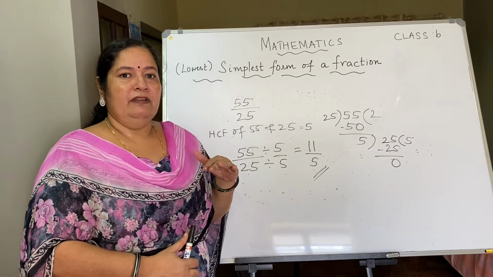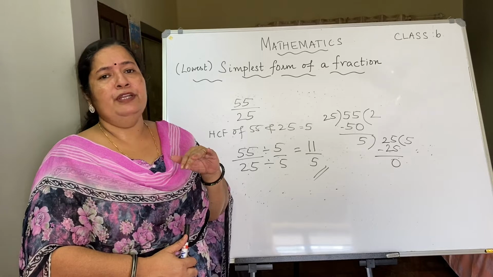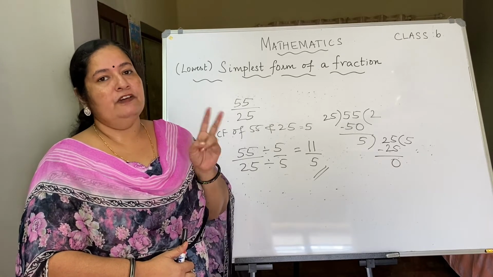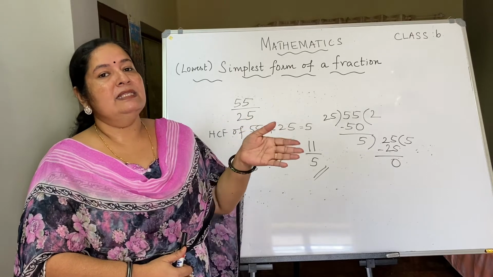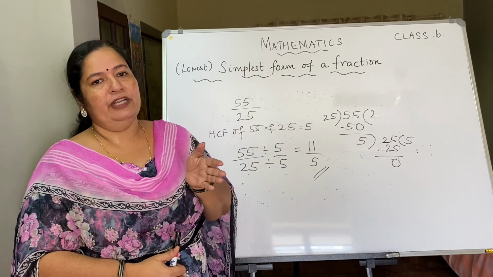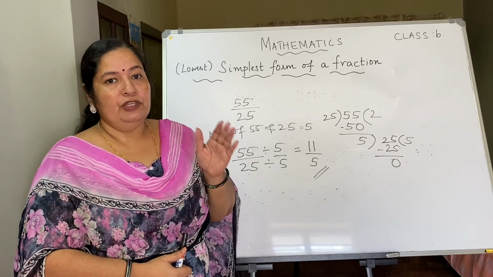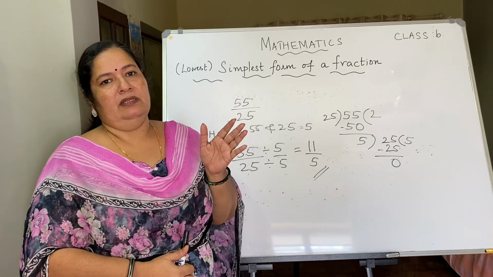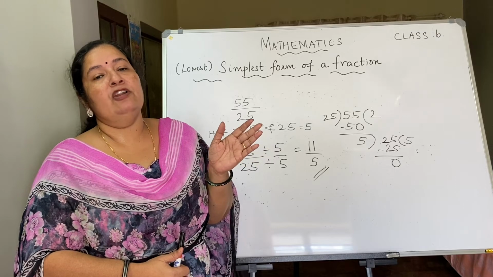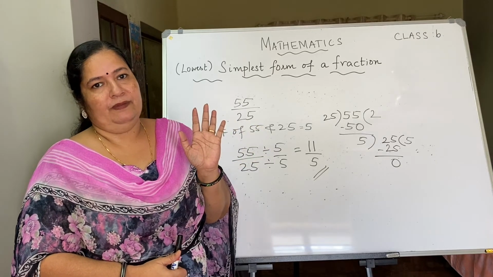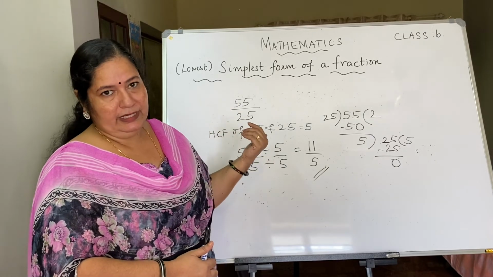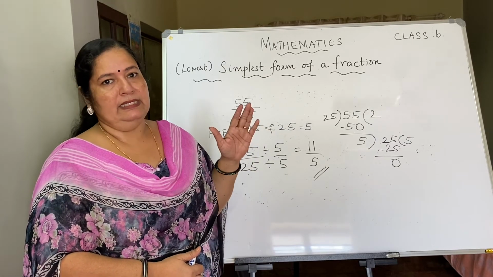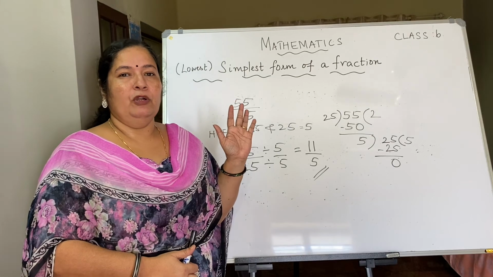So today we have learned how to reduce a given fraction to the lowest form by two methods. First method was by successive division. That is, you go on dividing both the numerator and denominator with the same number till you get a fraction where the numerator and denominator are co-primes. The second method was by finding HCF and then dividing the numerator and denominator with the HCF. So hope all of you have understood the concept.